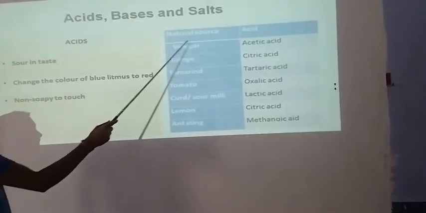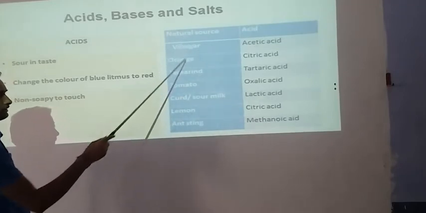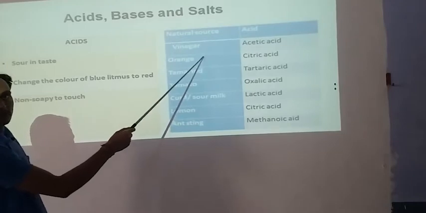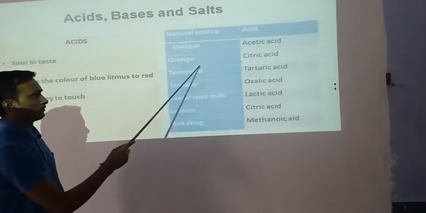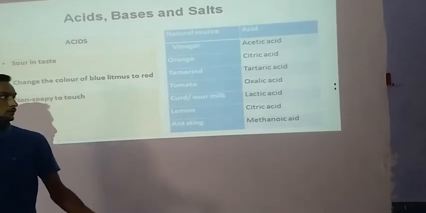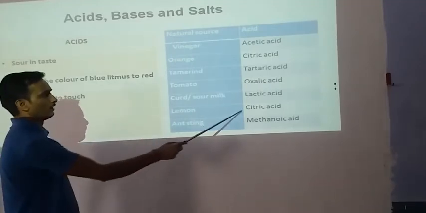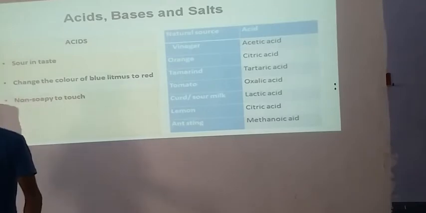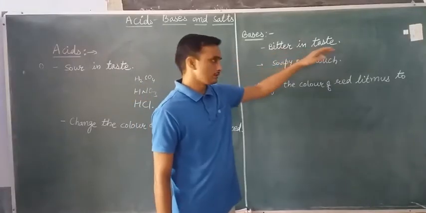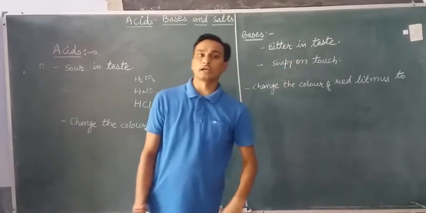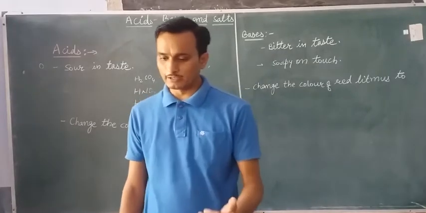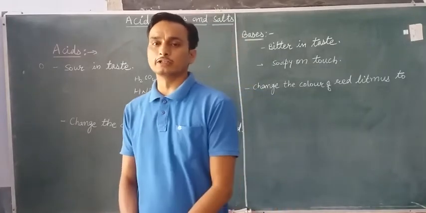Here are some acids and their natural sources. As we know, acetic acid is obtained from vinegar, citric acid from orange, oxalic acid from tomato, lactic acid from curd, and citric acid from lemon. The substances which are bitter in taste and soapy to touch are known as bases.